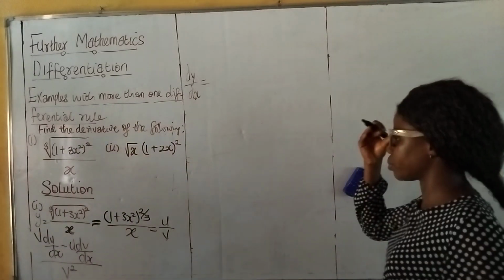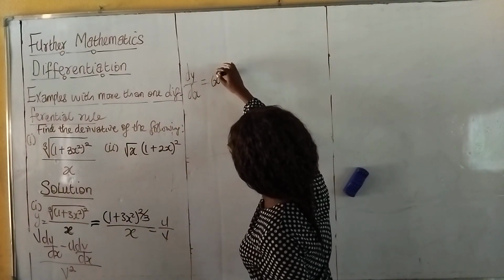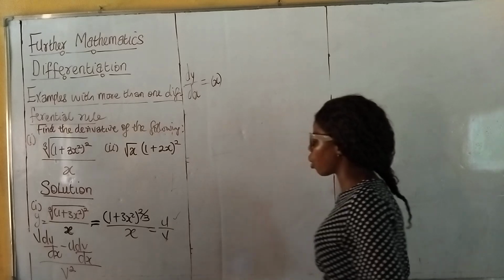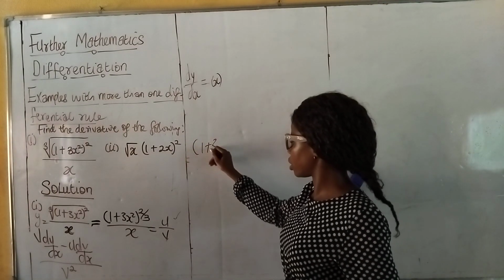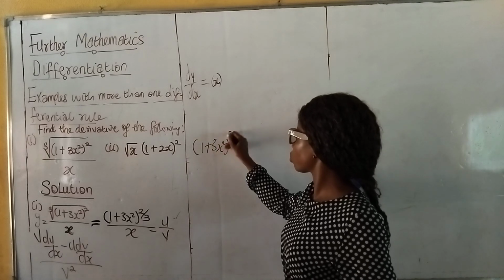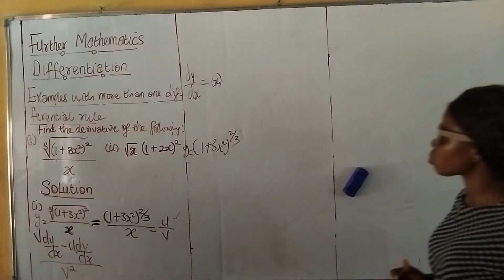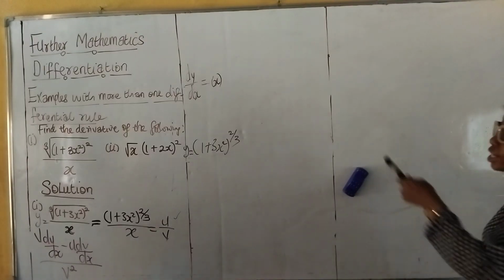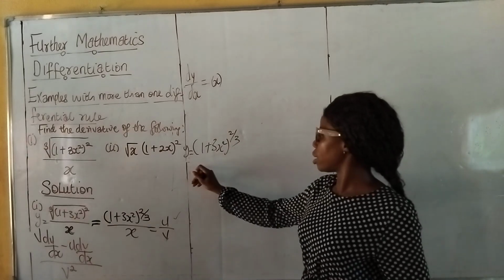Our dy dx will now be, let's write down our v, which is x, then differentiate the numerator, which is 1 plus 3x squared all raised to 2 over 3. Now let's call this y. If this is y, then this is a function of a function, where we say u.